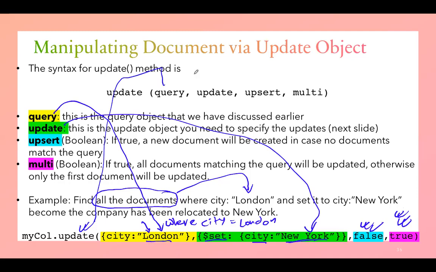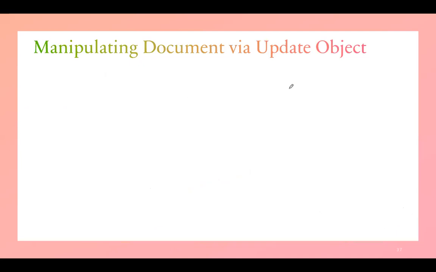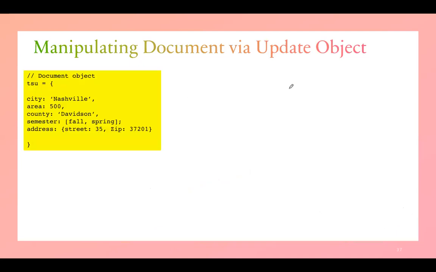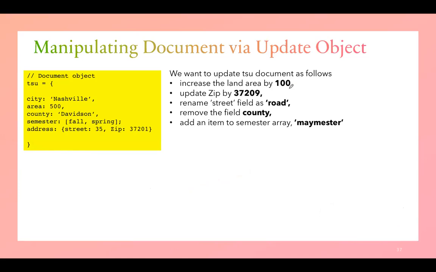And that's why I have this query, update, comma, options, and things like that. Now, manipulating a document via the update object. Here we have a document object. Okay. So these are a couple of examples.